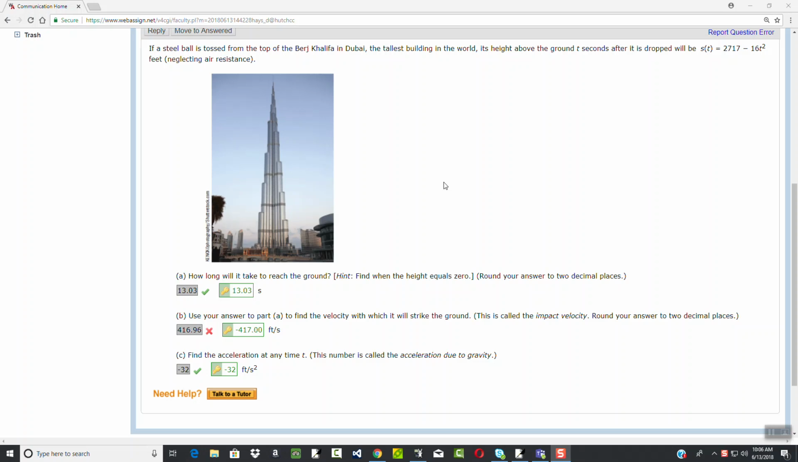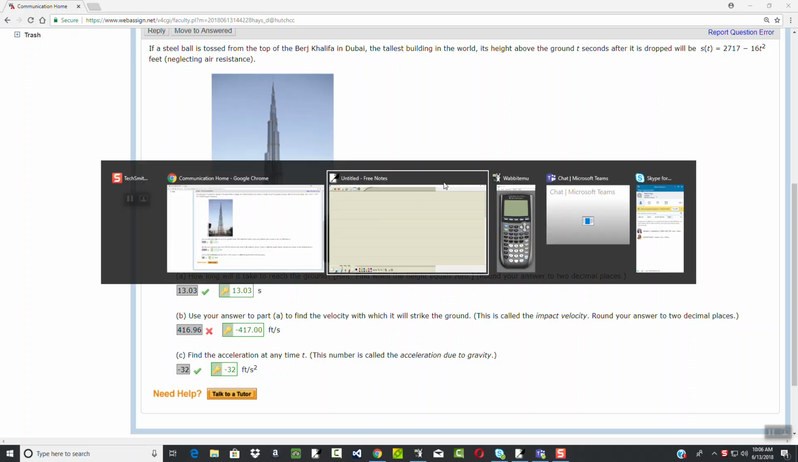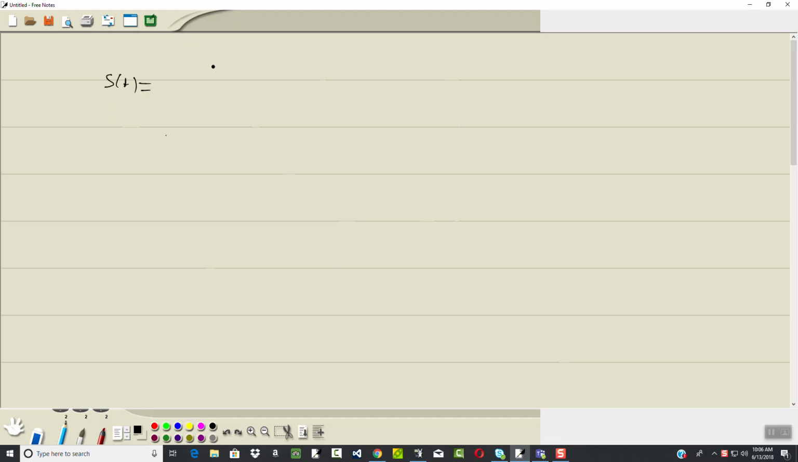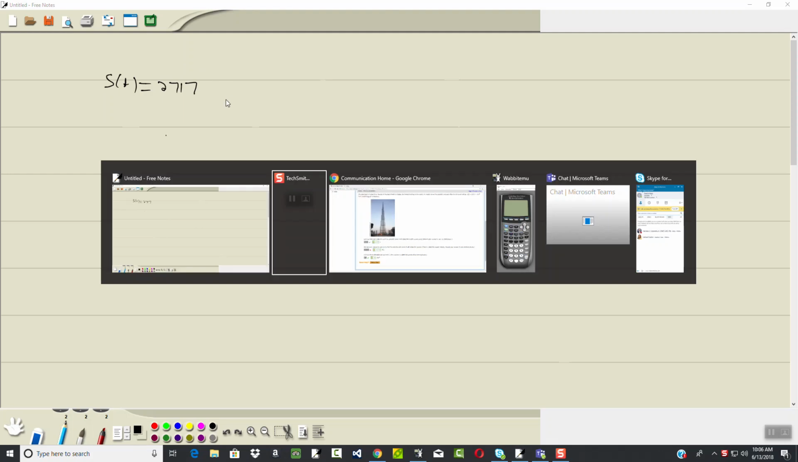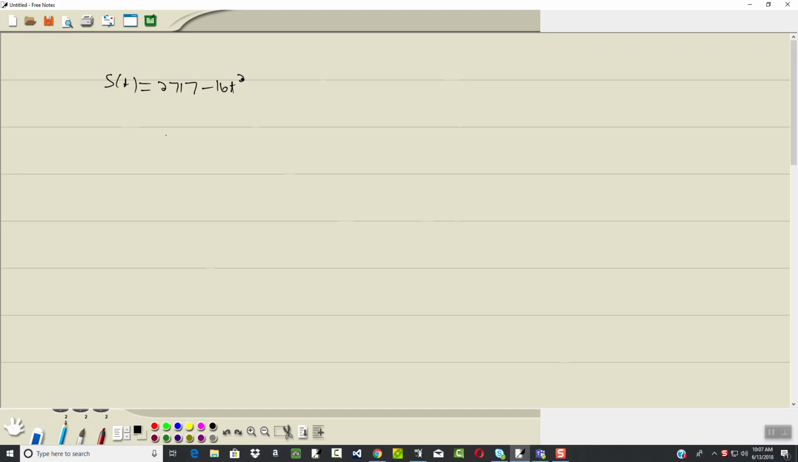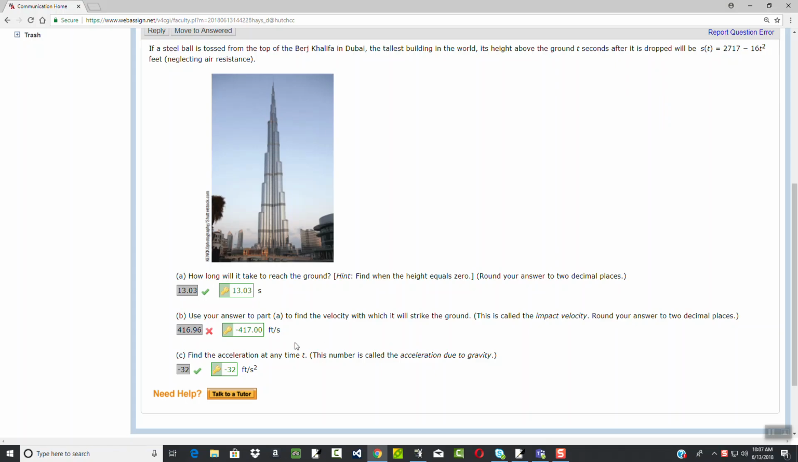Okay, let's take a look at this. Your question specifically was on part B, so that's what I'll look at. We have S of t equals 2717 minus 16t squared, and we use our answer in part A to find the velocity at which the object will strike the ground. This is called the impact velocity.